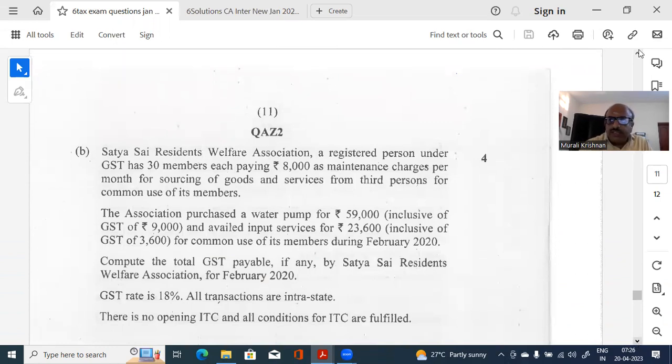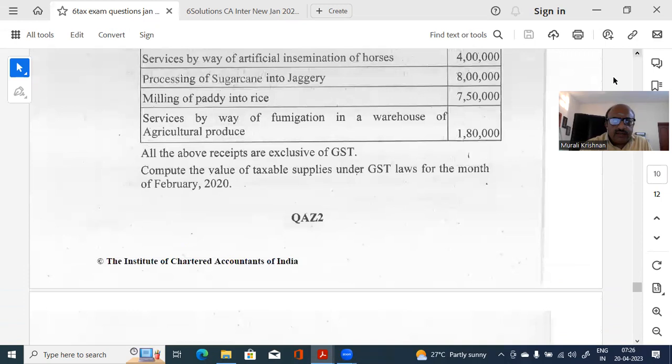Mind you, in this question, they are not asking you to calculate. This is what I told you in the last class also. Don't bother about calculating taxes. Only taxable supplies, they have said. Don't sit and calculate the liability and all that. It's not required here. Now, let us look at the next problem. Next part of the problem. Second.